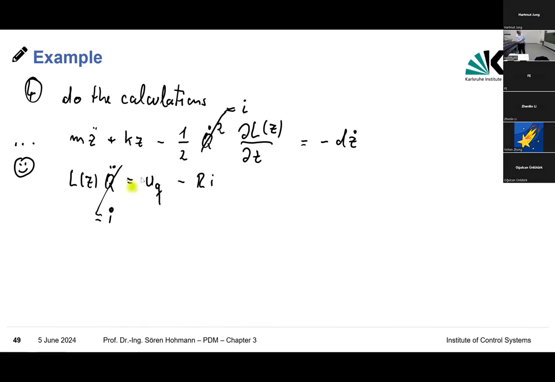Second, also not surprising, the self-inductance times the change of current always gives the voltage. This is something you learned in the first semester. The very difference here is that the self-inductance depends on the position. And with that, you have a coupled mechanical electrical system where the second part depends on the mechanical part, and the first part also on the electrical part, and they influence each other.